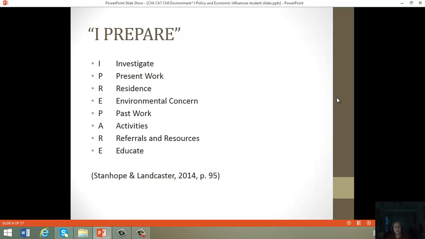I prepare is that acronym. I stands for investigate. You would investigate what all was going on in this community. P is present work. What kind of present work are they doing? Is there some kind of chemicals that they're exposed to, or other type of work risk that might be involved with being exposed to lead or other chemicals or equipment that might be unsafe?